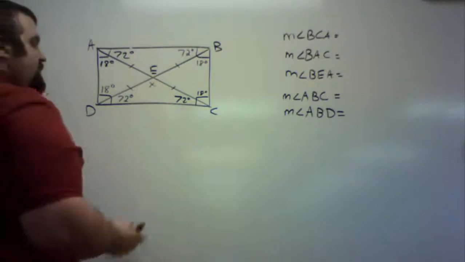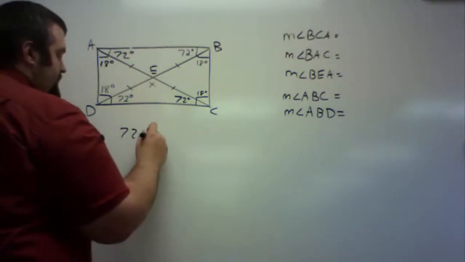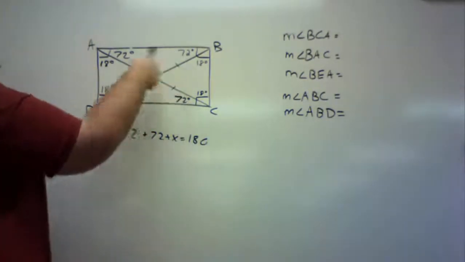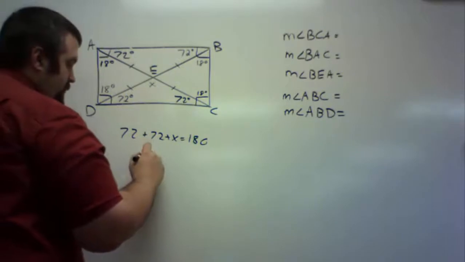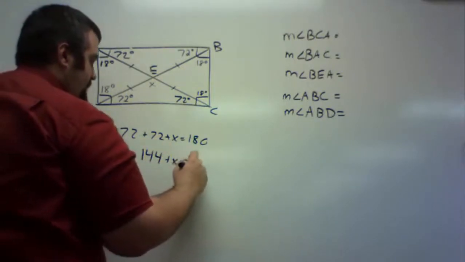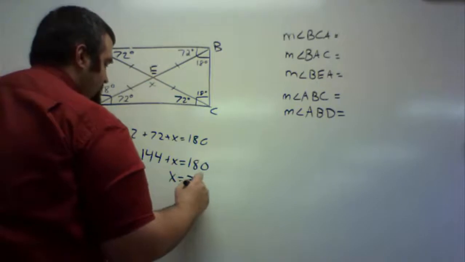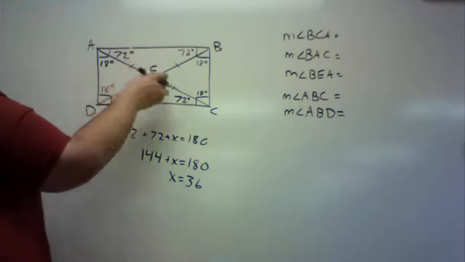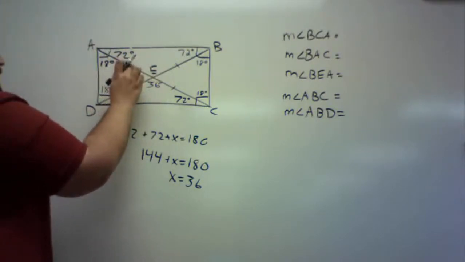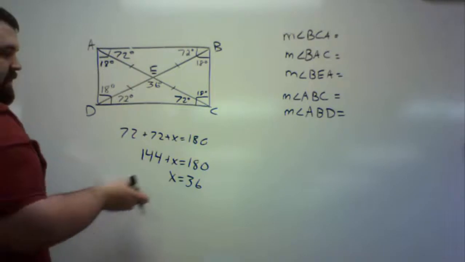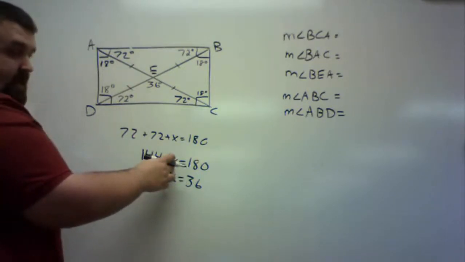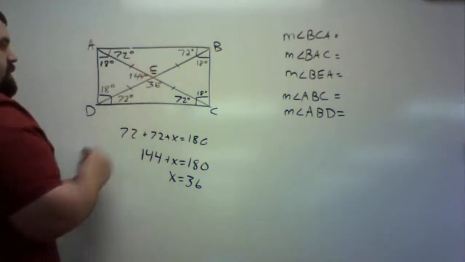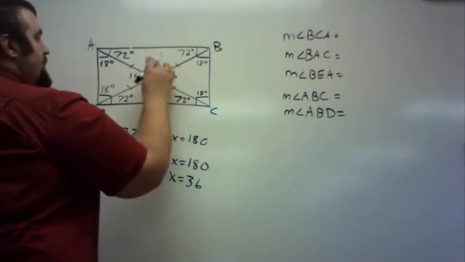What's x? Well, that's going to be 72 plus 72 plus x, a triangle, all the angles add up to 180. 144 plus x equals 180. X is 36. So this angle here is 36. This is a straight angle or straight line. So this angle plus this angle have to equal 180. Well, 36 plus what equals 180. So that means this is 144 and this here is 144.